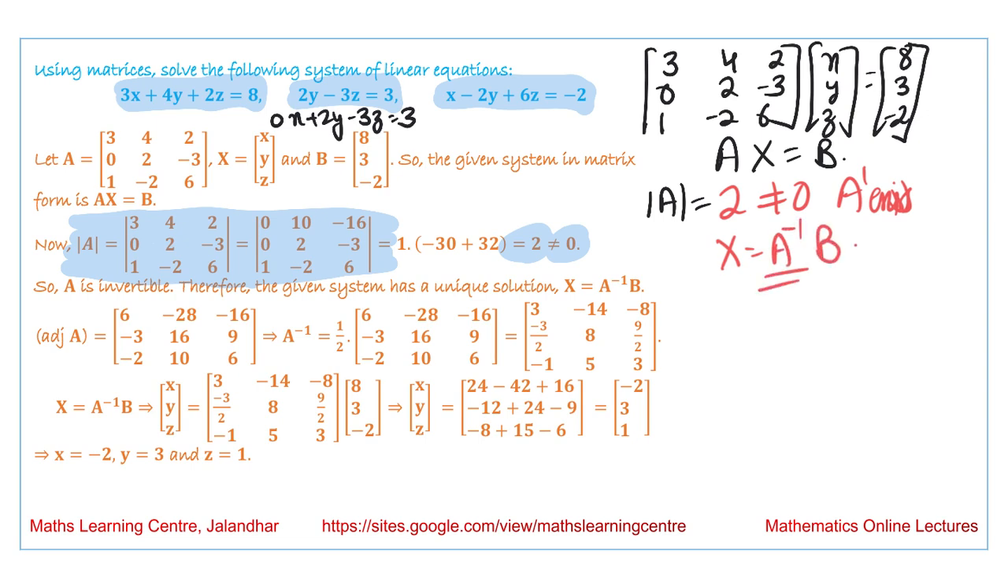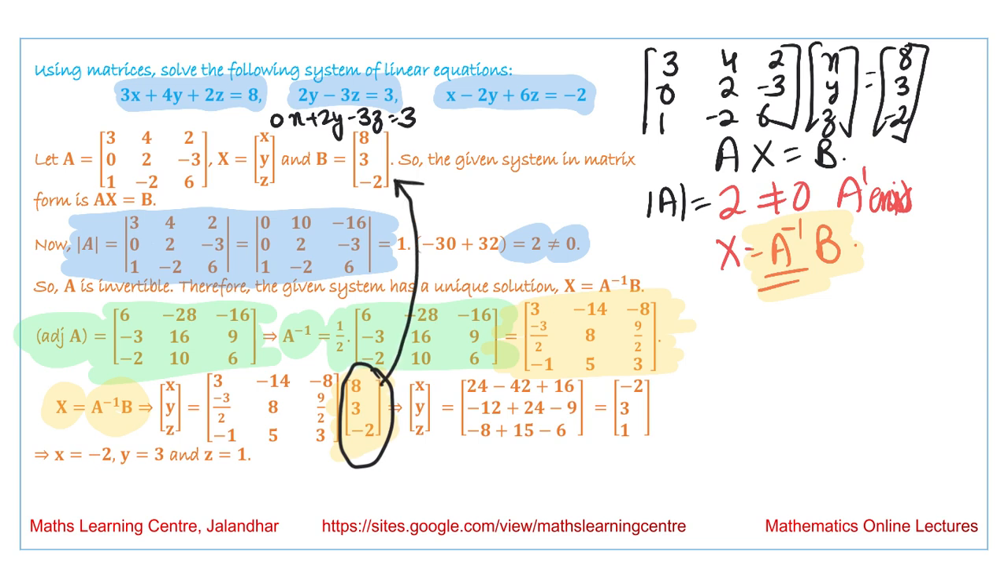So we have to calculate A inverse. Over here we have shown the adjoint of A. Then A inverse is equal to 1 over the determinant of A times adjoint A. This is the answer for A inverse. To obtain the value of x, we have to calculate A inverse of B. This is the value of A inverse, and we have multiplied it with B.